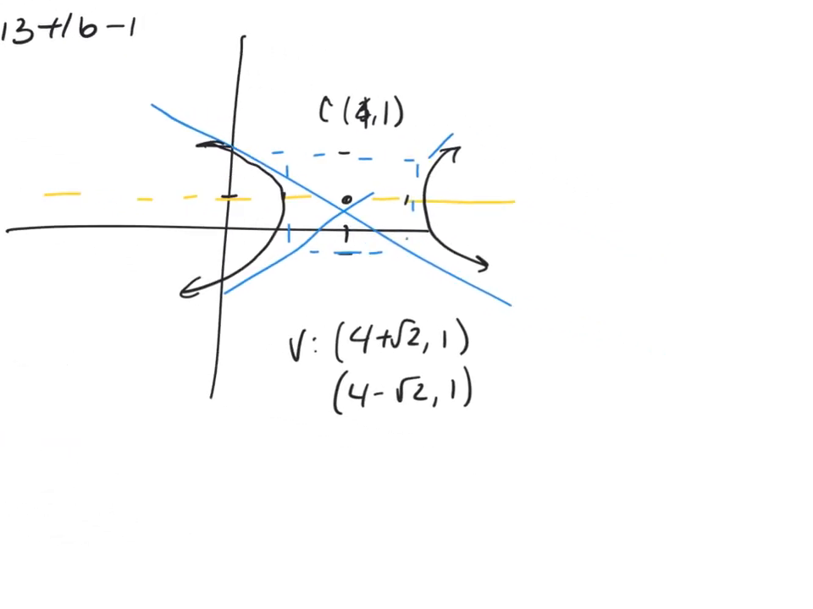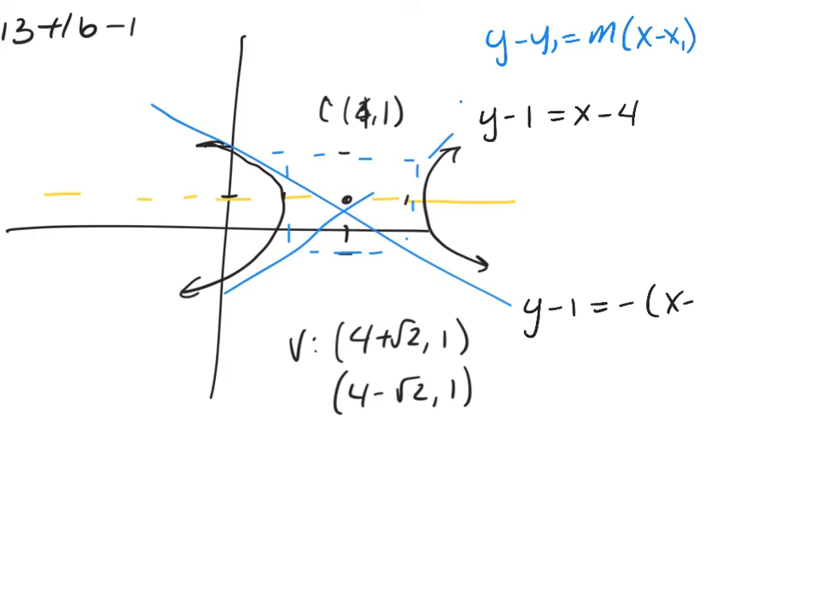My asymptotes are going to be, because I'm going to use the equation y minus y1 is equal to m times x minus x1, just a point slope. So on this side, I'm going to have y minus 1 is equal to, because the distance in the x and y are the same, just x minus 4. And then on this side, we have y minus 1 is equal to negative x minus 4. And all I'm using is a point slope formula.